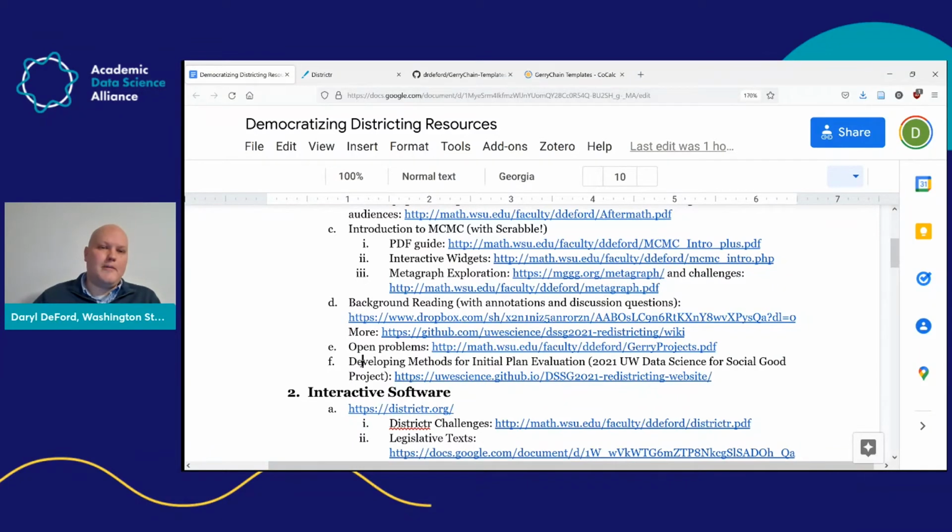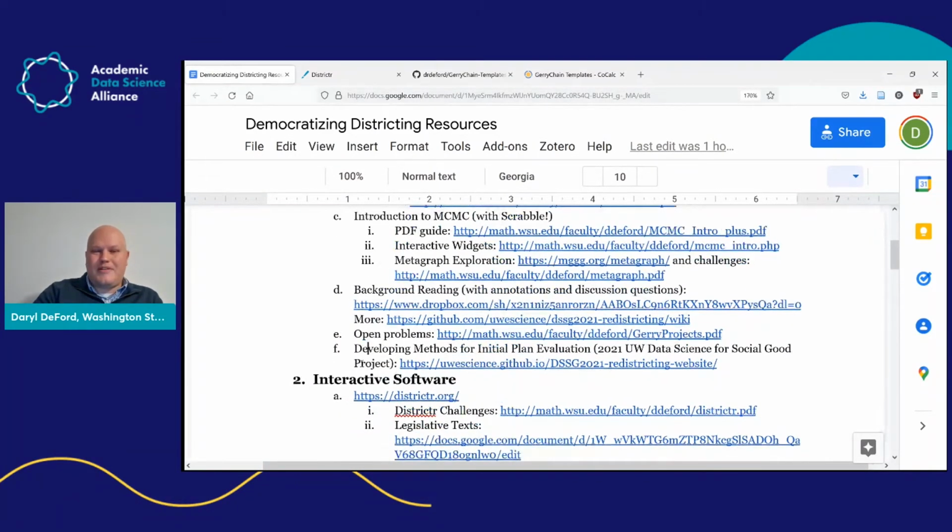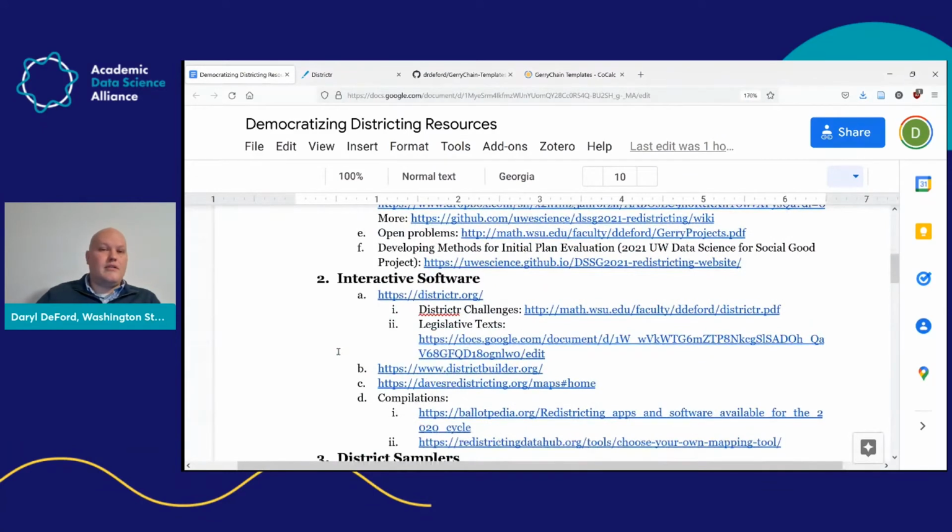that they talked about. So the first category of really interactive work that I want to talk about is software for drawing lines, drawing maps right in your browser. So I'm going to show you an example here of the Districtr software, and I'm just going to show you the interface, walk you through it real quickly.